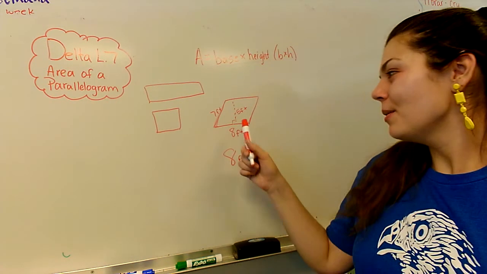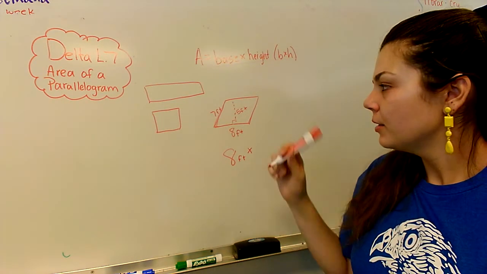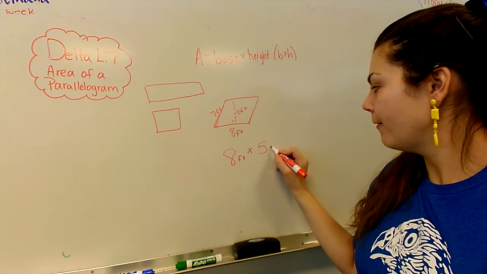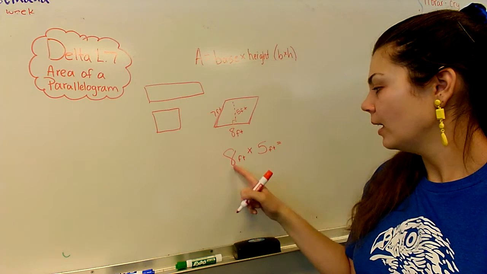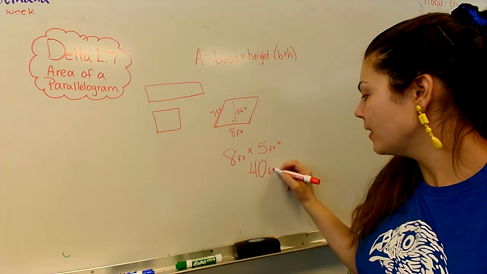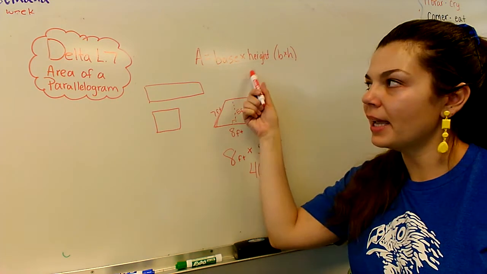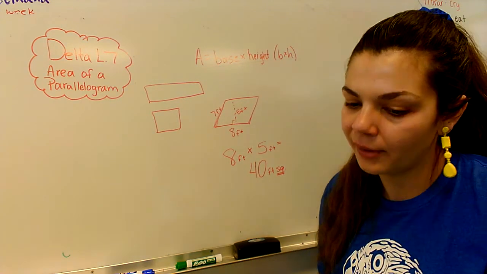Alright, so we want our height that's perpendicular to our base. So we want 8 times 5 feet. 8 times 5 is 40 feet squared. Don't forget, we're still doing area. We still need to label correctly.